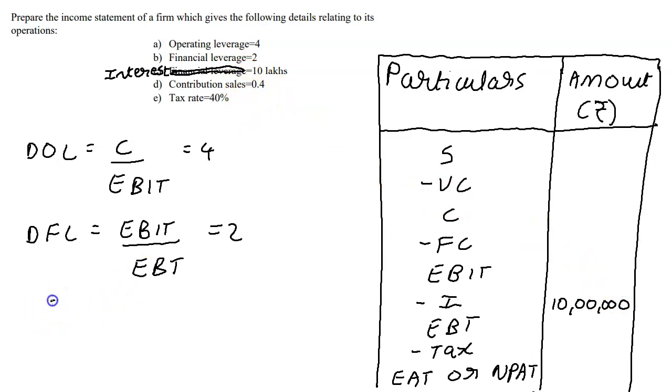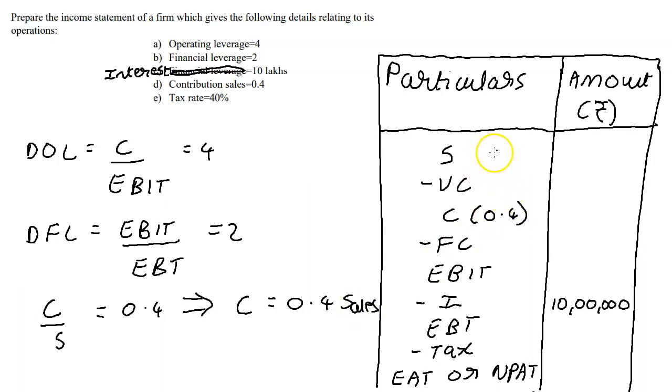Now, if you're going to say that contribution to sales is equal to 0.4, that is as good as saying that contribution is 0.4 times sales. So, corresponding to contribution, again, just to make this clear, I'm going to write 0.4. That's as good as saying if sales is 1, contribution is 0.4, and therefore by implication, variable cost is going to be 0.6. Similar to the previous question where we had it in percentage terms, now we have it in decimal, it doesn't really matter.